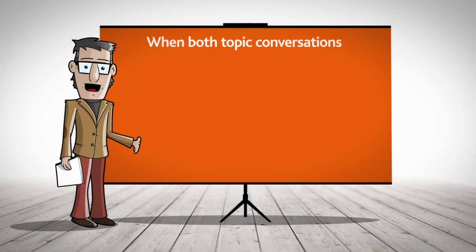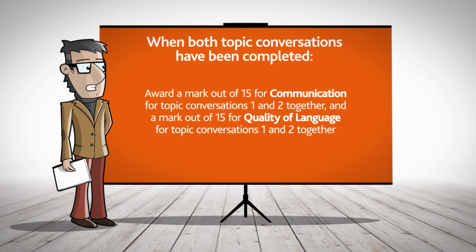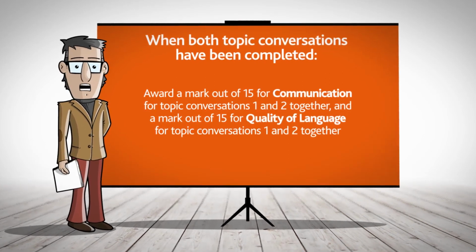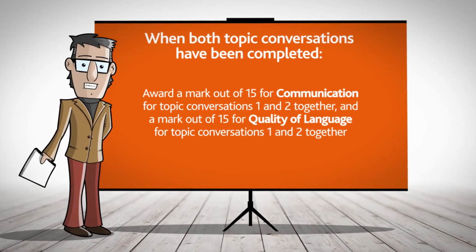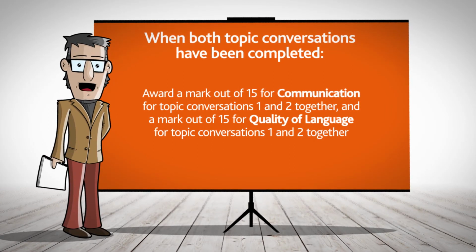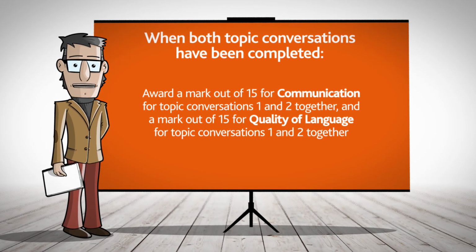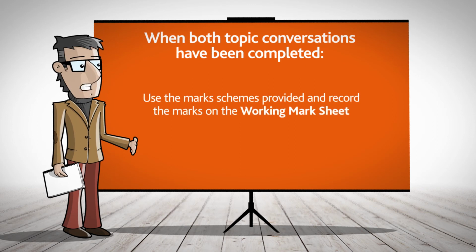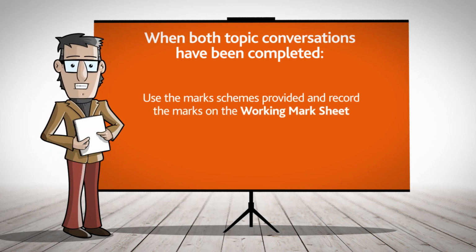When both topic conversations have been completed, award a mark out of 15 for communication for topic conversations 1 and 2 together, and a mark out of 15 for quality of language for topic conversations 1 and 2 together. Use the mark schemes provided and record the marks on the working mark sheet.